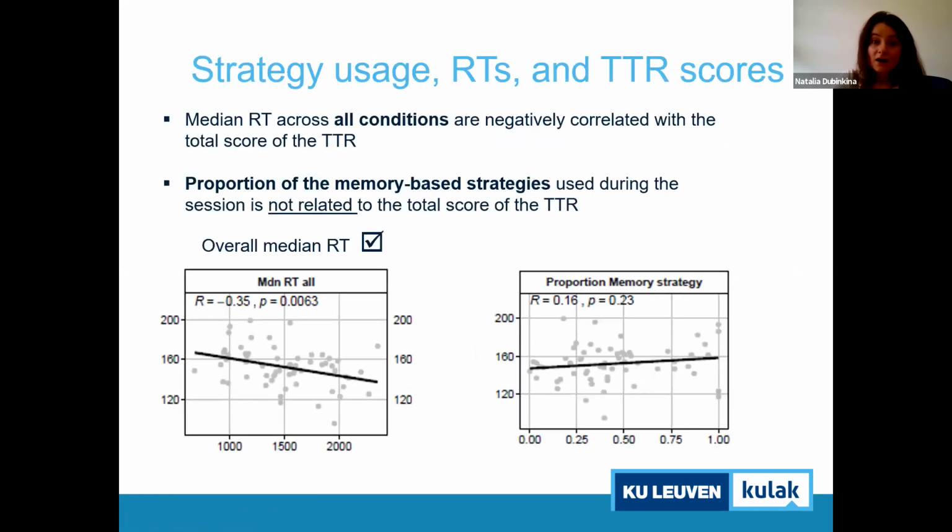And talking about TTR scores, as expected, reaction time across all the conditions was negatively correlated with the TTR scores, but the proportion of memory-based strategy was not correlated to the TTR scores. So it brings us to the point that probably higher achievers use the same amount of memory retrieval strategy as people who are not that fluent in math.